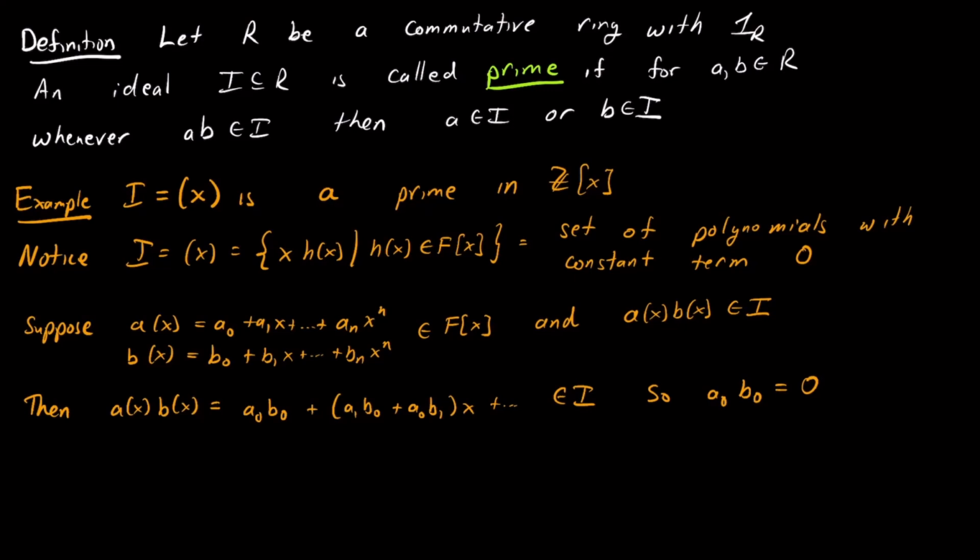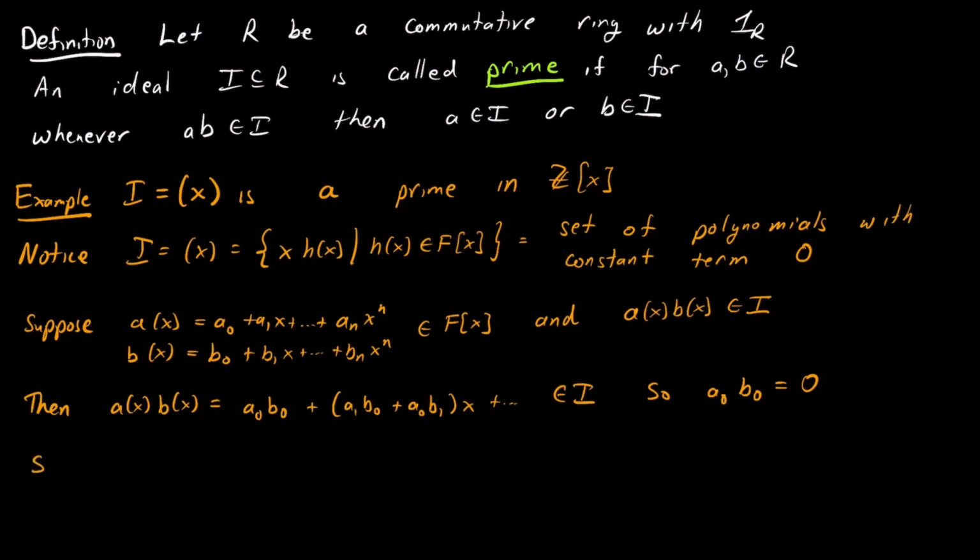Okay, but if a0 times b0 is equal to 0, I know that the integers are an integral domain, so either a0 is equal to 0 or b0 is equal to 0. In other words, I have a(x) is an element of I or b(x) is an element of I. And so this is an example of a prime ideal.